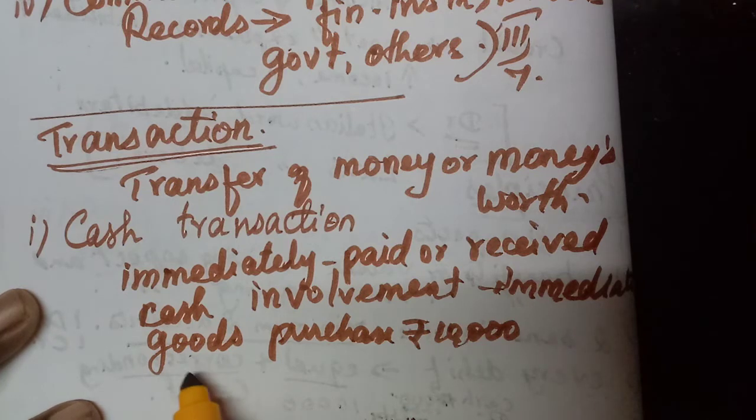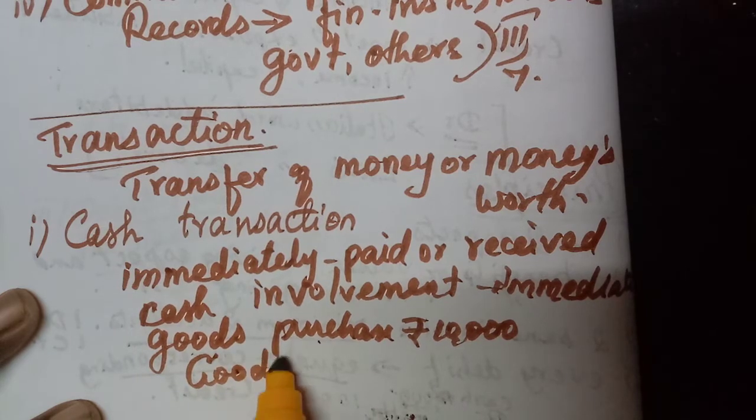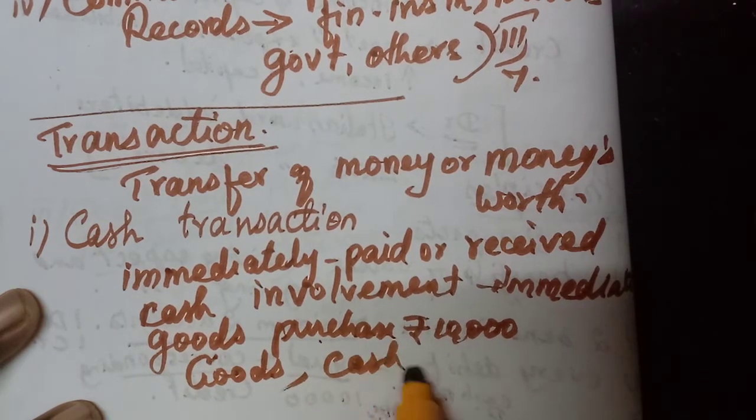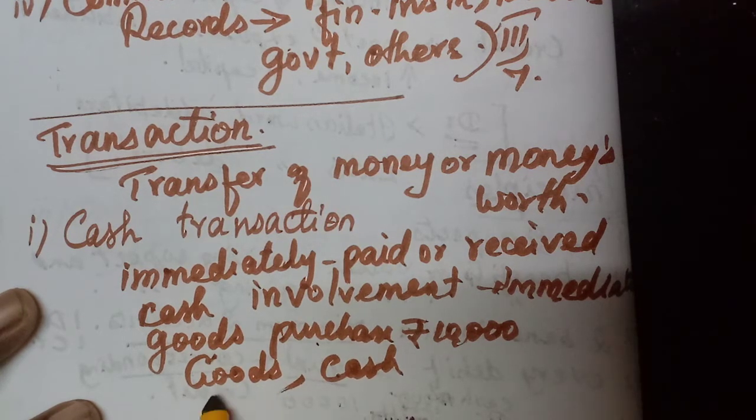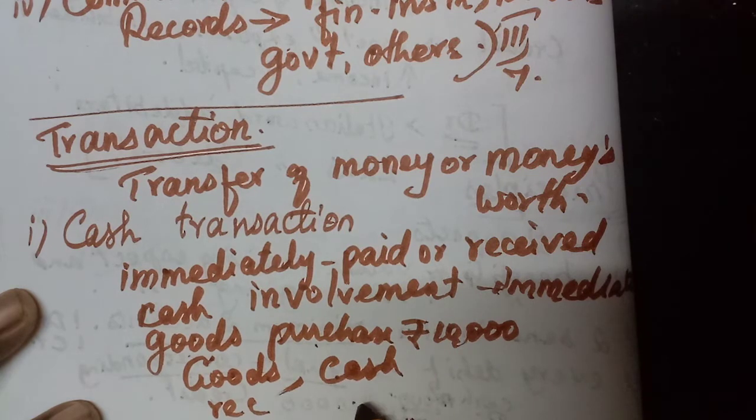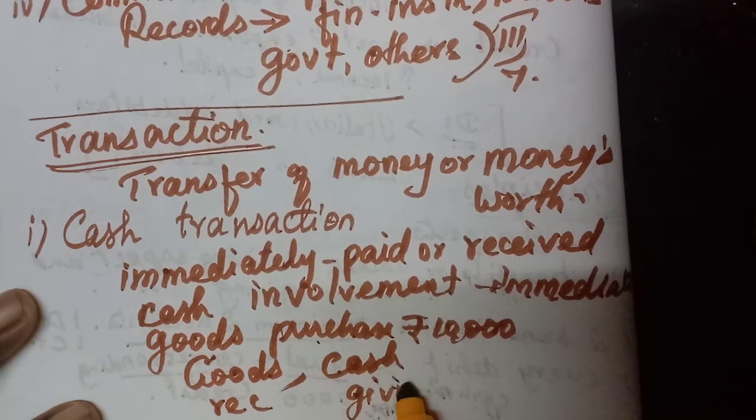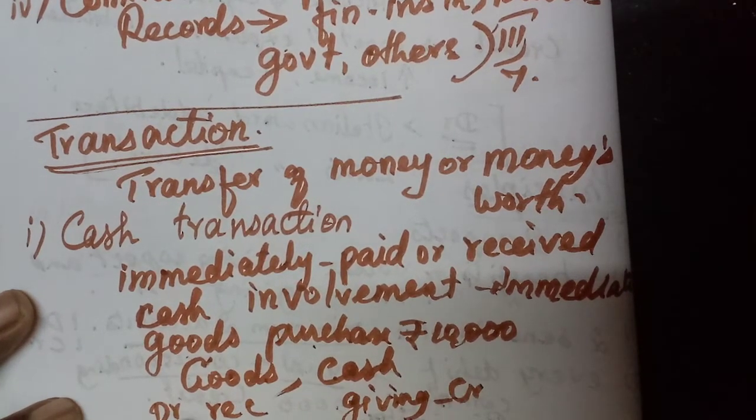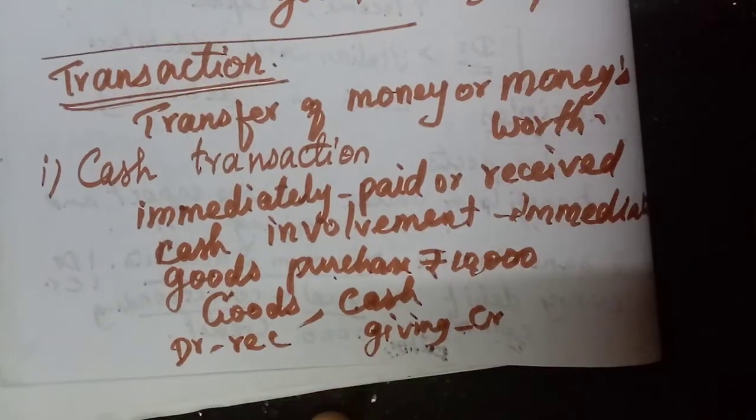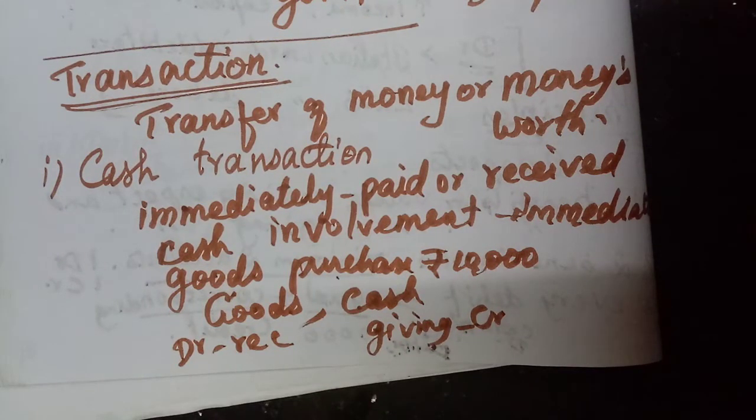Here what we do, we get the goods, isn't it? Two things are involved, one goods, the other one cash. In this transaction, two aspects are there. One is receiving aspect, one is giving aspect. So this is debit aspect, this is credit aspect. Understood? So here cash is paid immediately and goods we are receiving. At the time of delivery of goods, when cash is paid, that is called cash transaction.